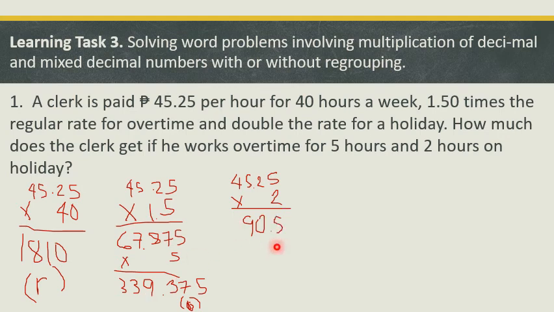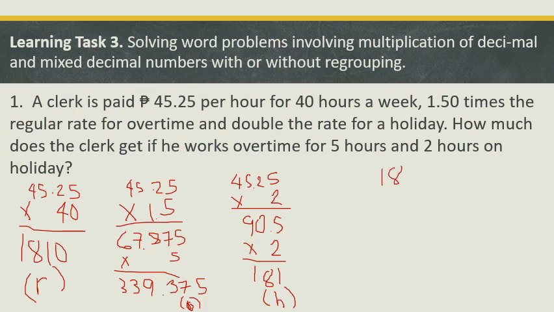Ngayon, kada isang oras niya ng pagtatrabaho ng holiday, so ito po yung kanyang rate. Eh, 2 oras daw siya nagtrabaho ng holiday, so times pa natin siya sa 2. So, kaya ang makuha dito ay 181. Okay, so ito po ay para sa holiday. Ngayon, i-add lang natin tong tatlo, yung regular rate, yung overtime, and yung holiday. So, add lang po natin siya.